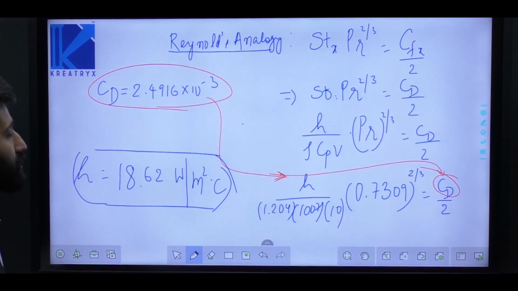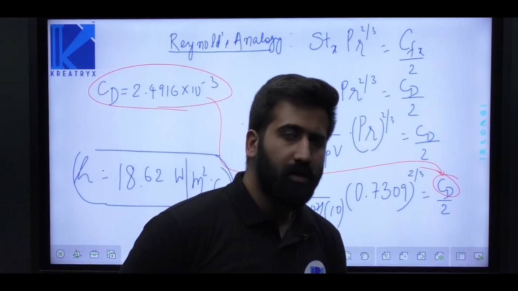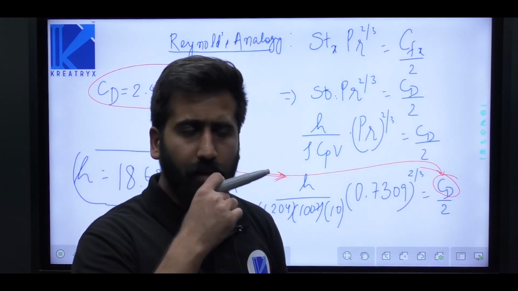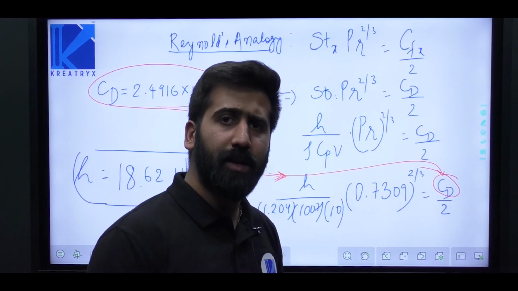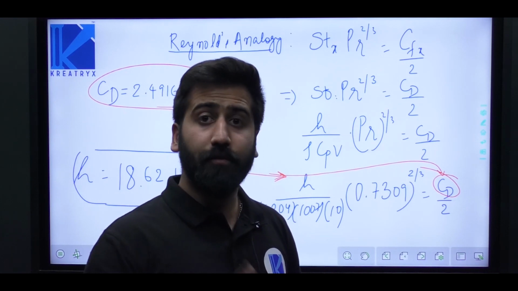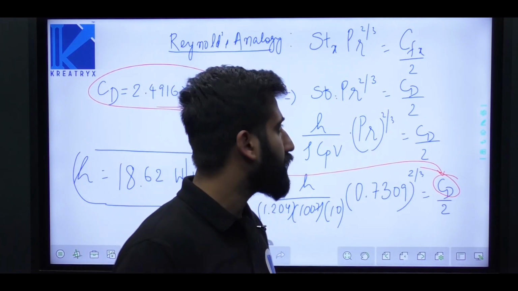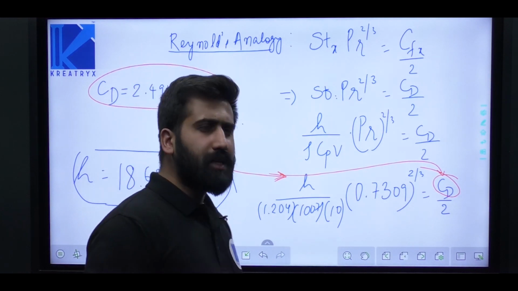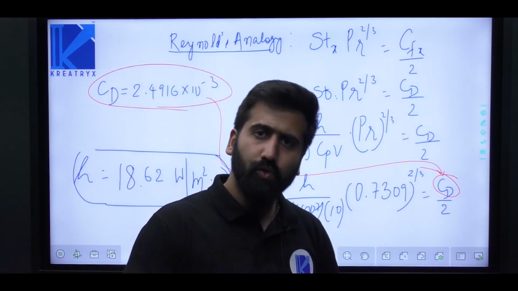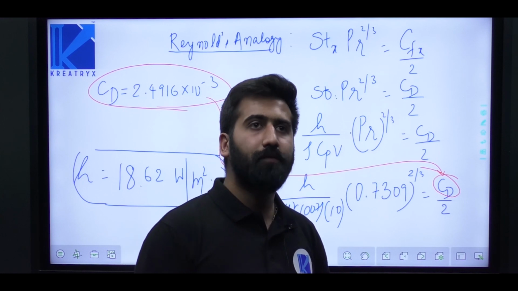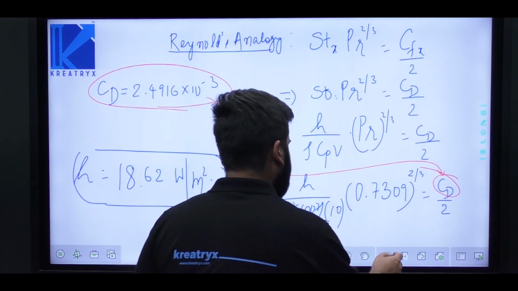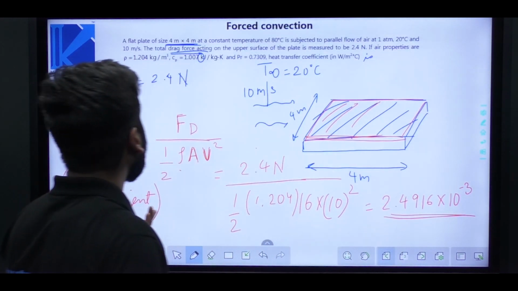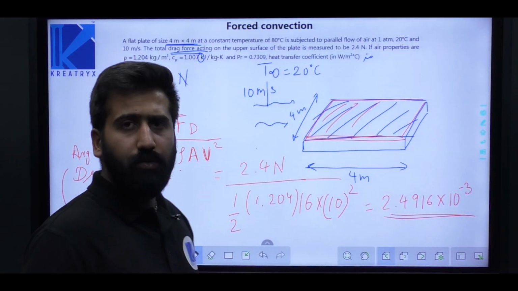This is the answer. Whenever the case of forced convection comes, and air or some fluid is flowing over a flat plate, do think of Reynolds analogy if you have to find the heat transfer coefficient. Sometimes it is mentioned in the question paper that you have to use Reynolds analogy, but if it is not mentioned, you can still use it, because we would not have been able to solve this question without using Reynolds analogy.